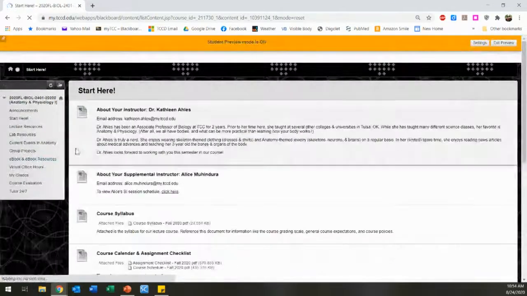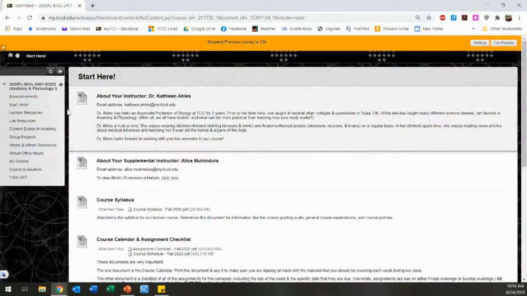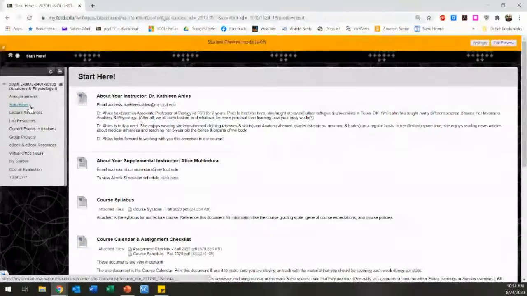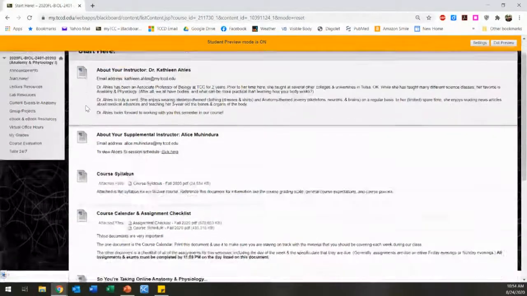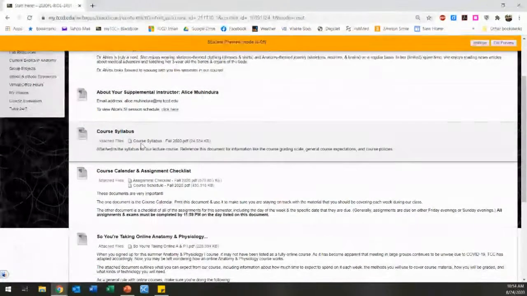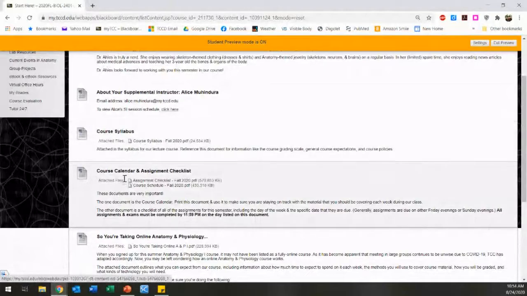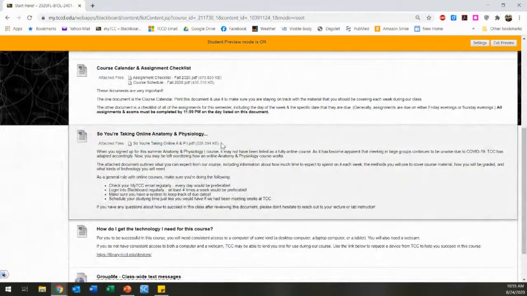Briefly mention for you, hopefully all of us have been into the Start Here section of Blackboard. This is where you're going to find things like the syllabus that we looked at. Here is the assignment checklist and the course schedule. Like I mentioned for you guys, we looked at both of those. Print both of them. That'd be really helpful. Here's that reference document about how to succeed in our online class.